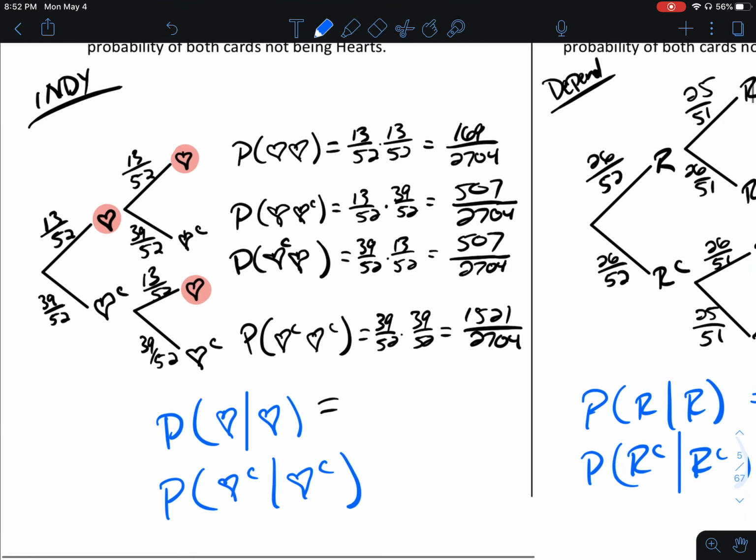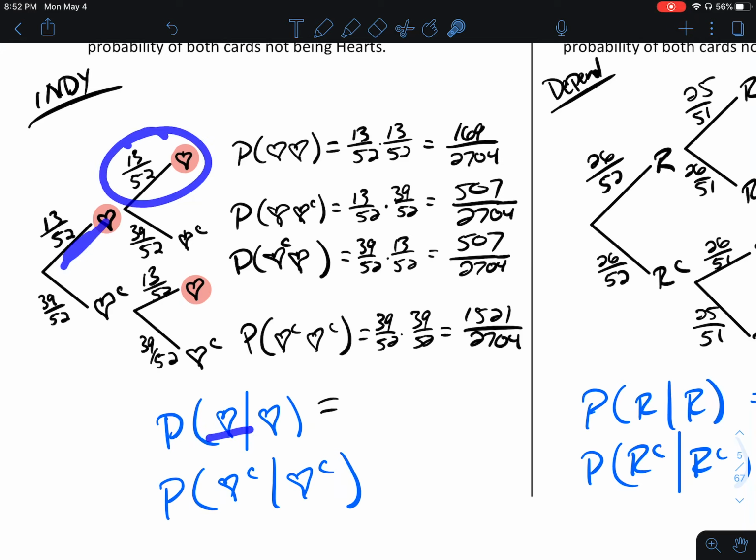Oh, I skipped this little fella. These are independent events, which means you could ignore this conditional if you want. You're going to get the same answer. Given that someone got a heart, what's the chances that the next card was a heart? Well, it's 13 out of 52.